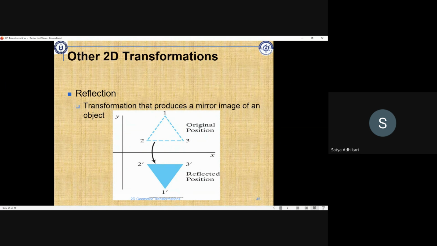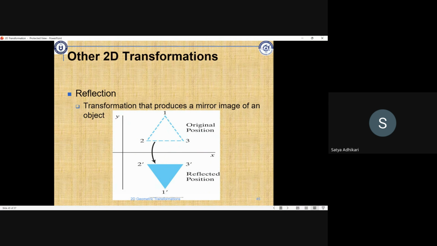Reflection is a transformation that produces the mirror image of an object. The mirror object and the object, it is called your reflection. If you stand in front of a mirror, you will get an image. The image may be virtual, but you will get a virtual image of you. So here you see, my original position is 1, 2, 3, a triangle-like structure with three vertices marked as 1, 2, 3.